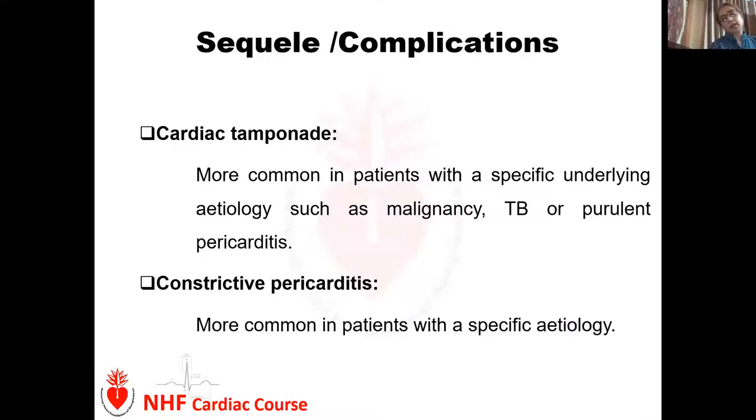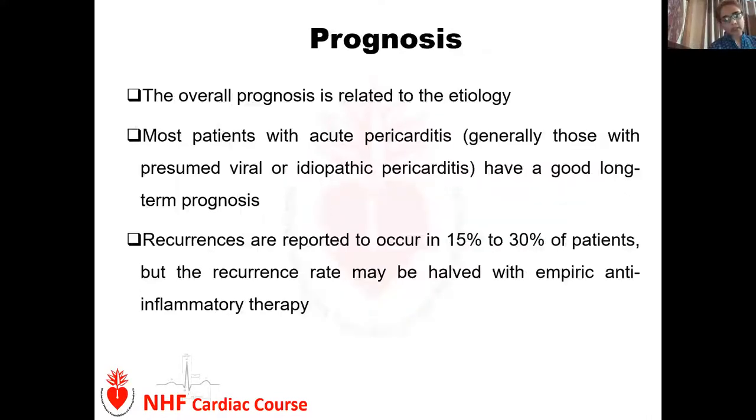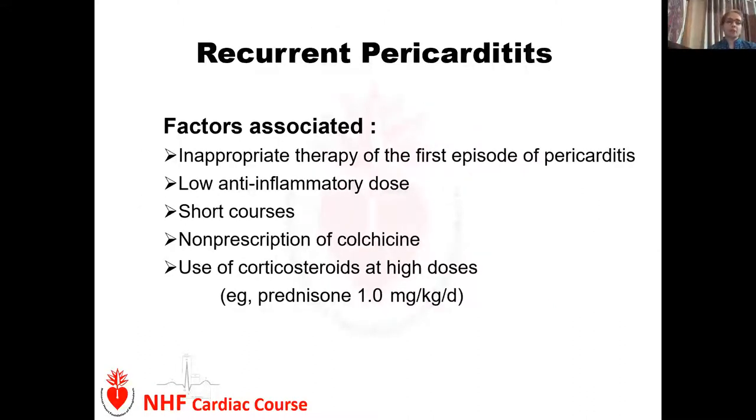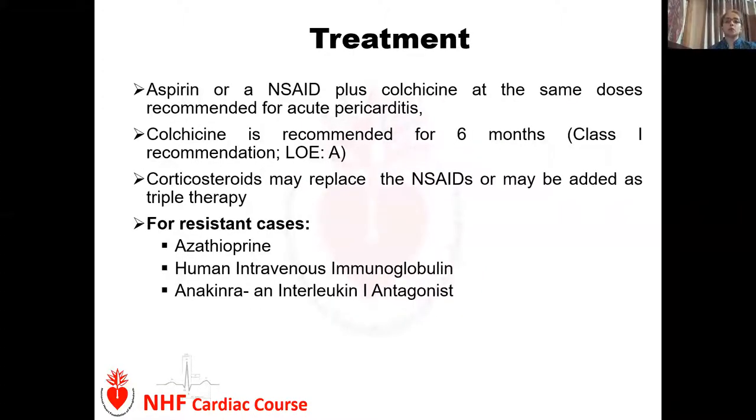Cardiac tamponade and constrictive pericarditis are the complications which are going to be discussed later. The overall prognosis is related to the etiology. It has been presumed that viral or idiopathic pericarditis have a good long-term prognosis. Recurrence is reported in about 15 to 30% of patients. And there are some factors associated with recurrence, which is termed recurrent pericarditis. These are inappropriate therapy of the first episode of pericarditis, low anti-inflammatory dose, short course, and non-prescription of colchicine, and also the use of high dose corticosteroid.